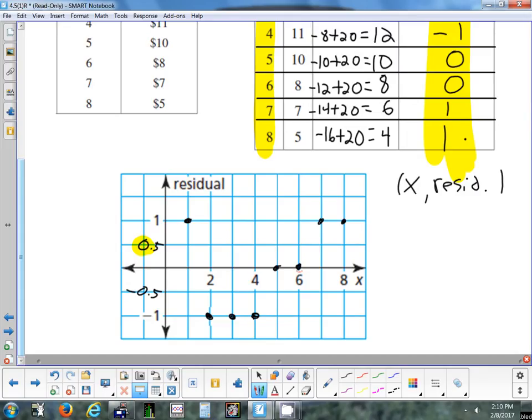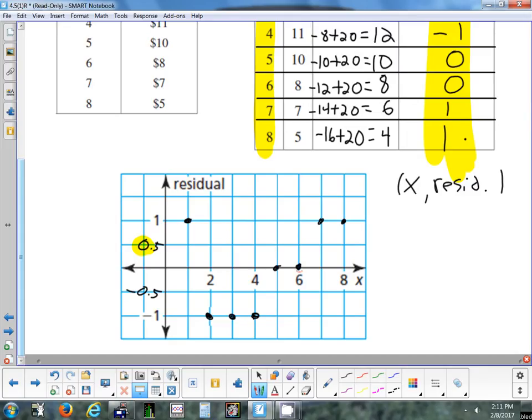Okay, how many positive residuals do we have? 3. How many negative residuals? 3. Are they balanced? Do we have just as many of each? We just said we had 3 positive, we had 3 negative. Yes, balanced. You might end up with 4 positive and 3 negative. That's still pretty balanced. And we had 2 residuals that were perfect. Okay, 0, right on it.